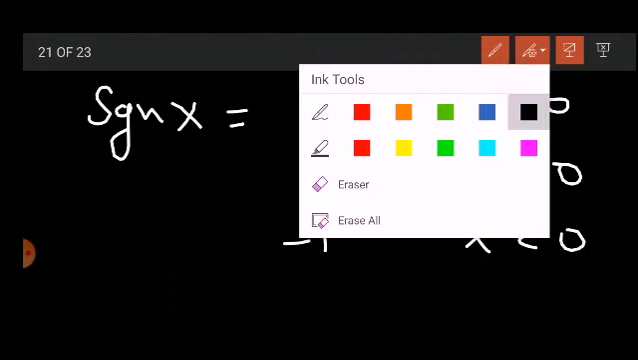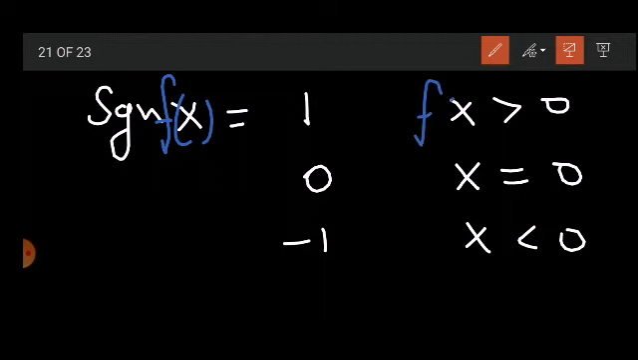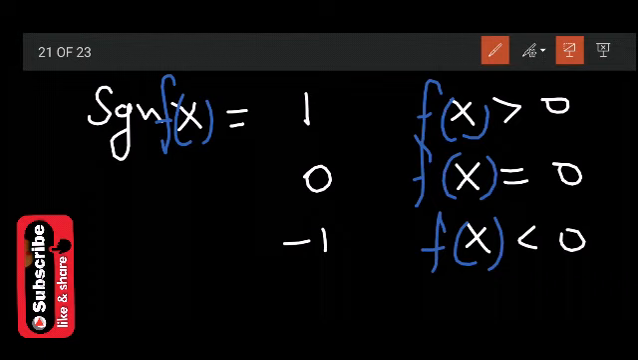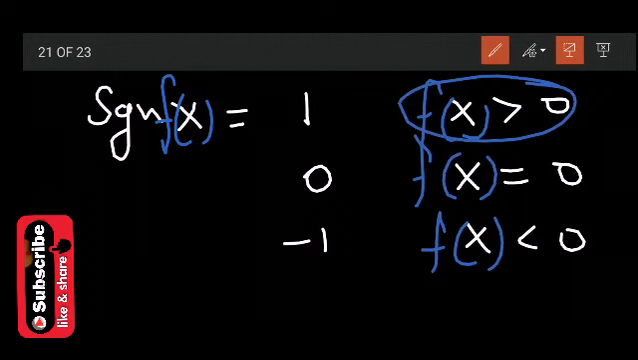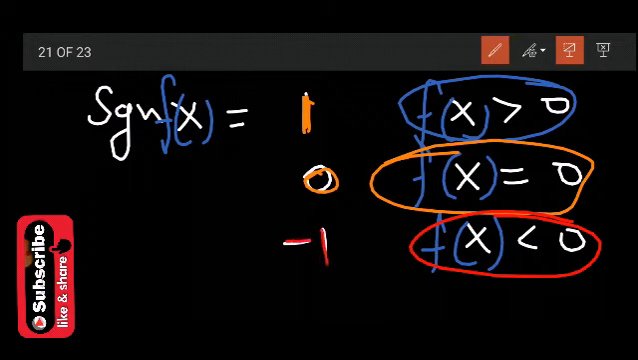And x less than 0, that is minus 1. The same definition I will convert for signum of f of x, so instead of x, we write f of x. Here, if f of x is positive, then of course 1. If f of x is equal to 0, of course 0. And if f of x is negative, then it is minus 1. So wherever f of x is positive, signum attains the value 1. Where f of x is 0, the value is 0. When f of x is negative, signum attains minus 1.